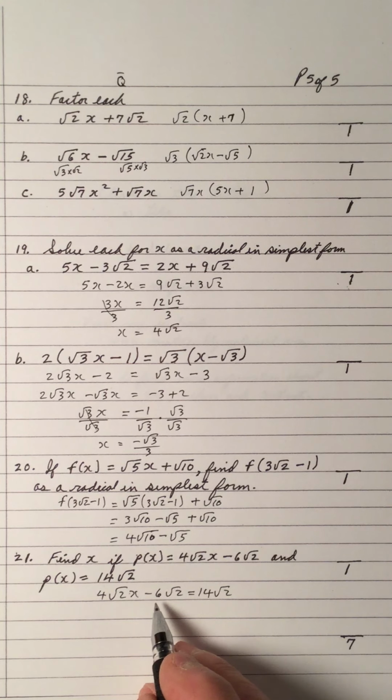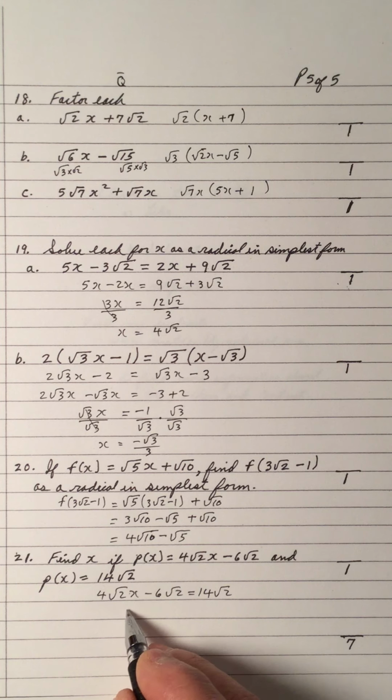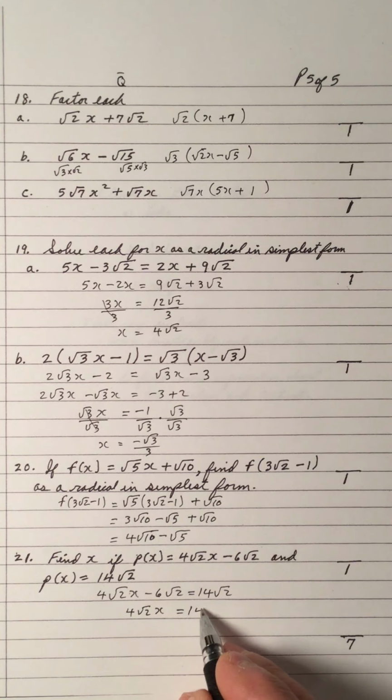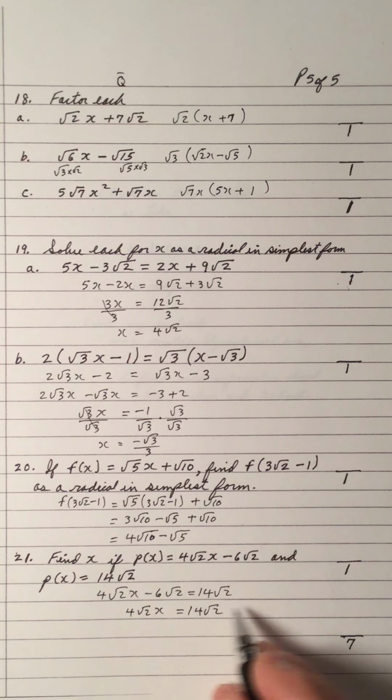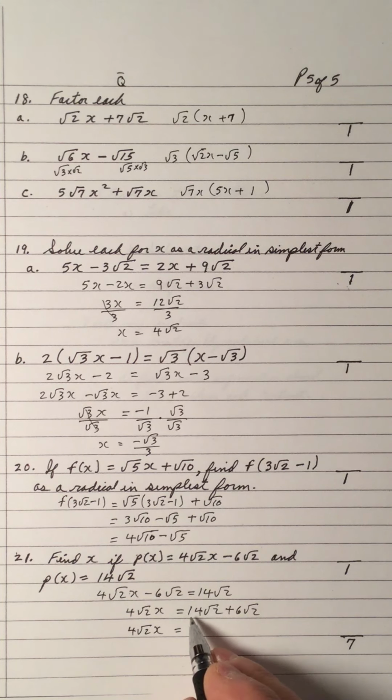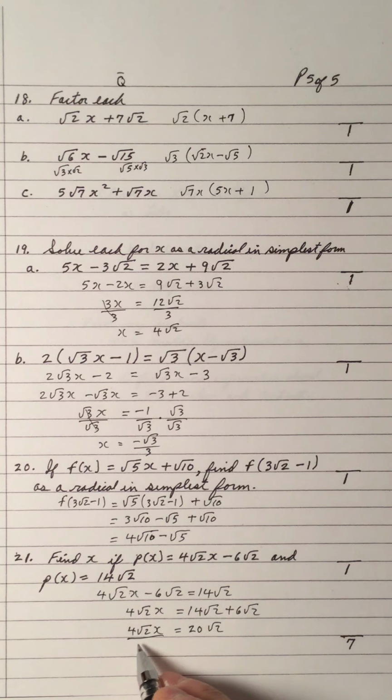Now we have to solve it for x. So the x's stay on the left side, and the numbers move to the right side. So the minus becomes a plus. And can't simplify that, but these two can simplify. 14 and 6 is 20 root 2. And I divide each side by 4 root 2.